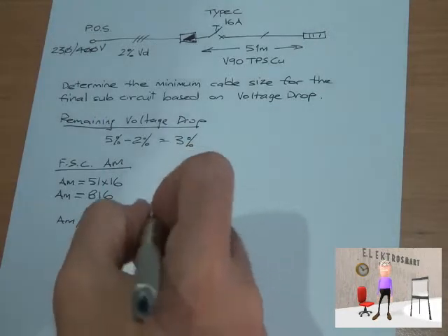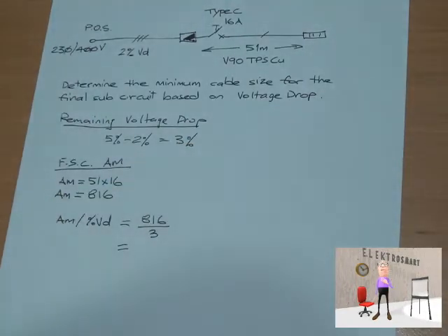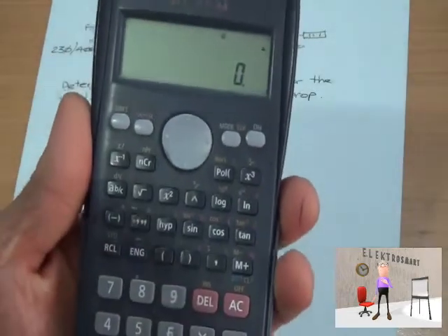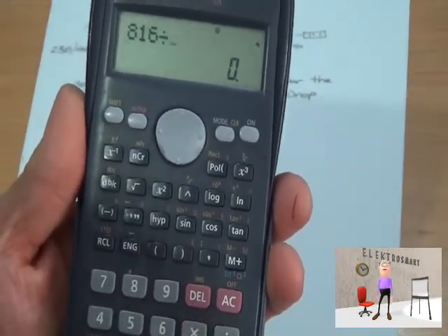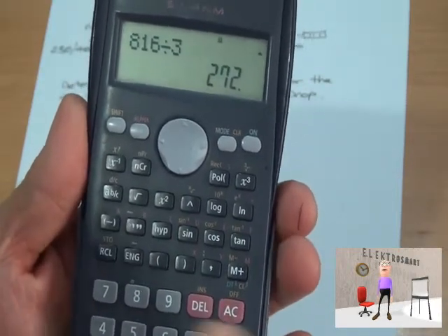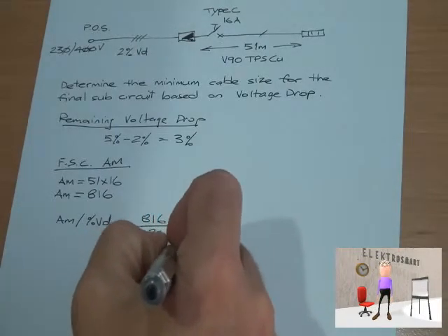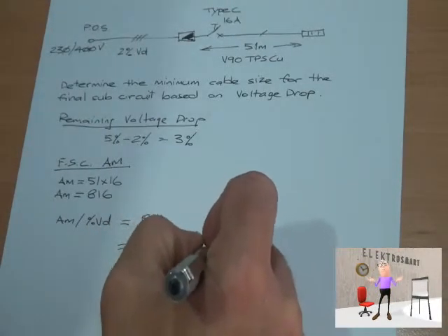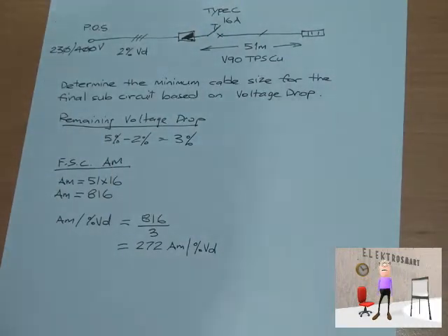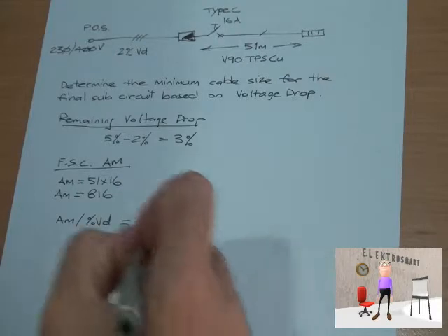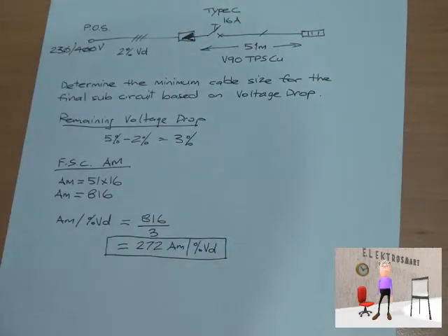So we go 816 amp meters divided by 3, get our trusty calculator out again, and we go 816 divided by 3, which gives us 272 amp meters per percentage voltage drop. And now that value there, we can go to table C7 on AS3000 and work out what size cable will have a capacity of at least 272 amp meters per percentage voltage drop.